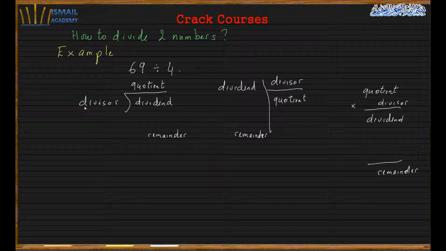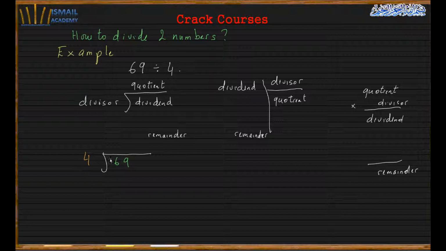So the divisor is 4, so I'm going to put 4 as my divisor. I'm going to choose another color for 4. So this is my divisor. So my notation of the division is going to be this. The dividend is 69, so I'm going to put 69 here. Now I'm going to do the division. I have to find the quotient and the remainder, whether it's equal to 0 or not, but it must be less than 4.